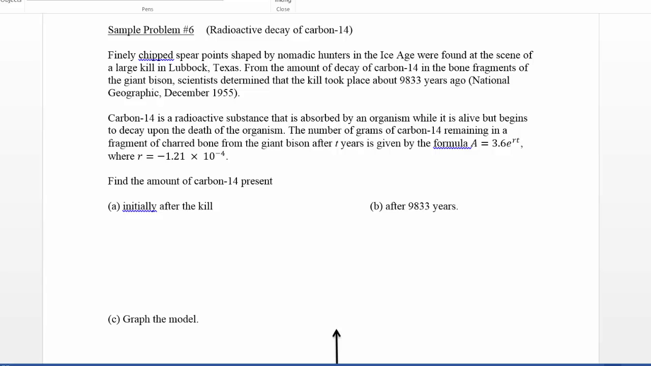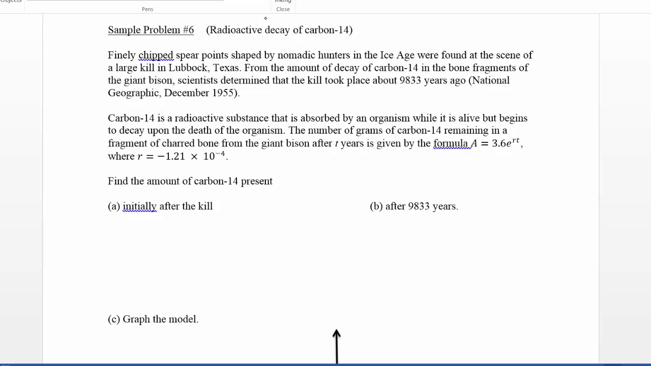Okay, so what we've got here is a formula, 3.6 e to the RT, with a rate, and that rate is written in scientific notation. And if you feel like you need to, you can go ahead and convert that to a decimal. You just work the decimal places backwards 4 places, and you're going to get negative 0.000121, and you can use that in place of your calculation. But whatever way you need to do this.